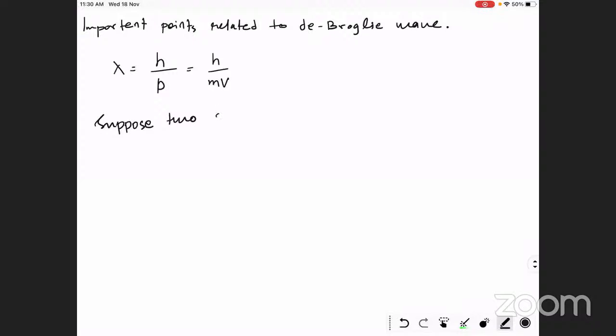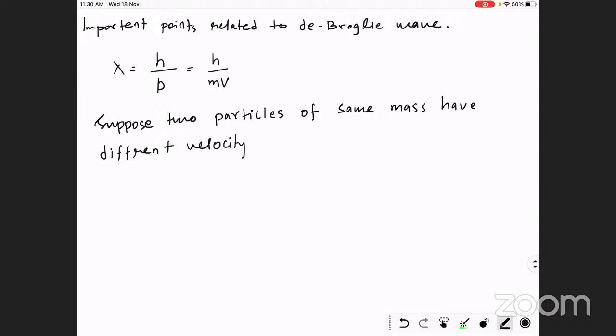Two particles of the same mass have different velocities, let's say v1 and v2. What is the ratio of their de Broglie wavelength? V2 by V1. Correct.